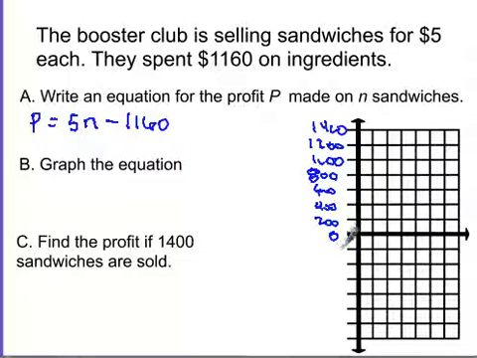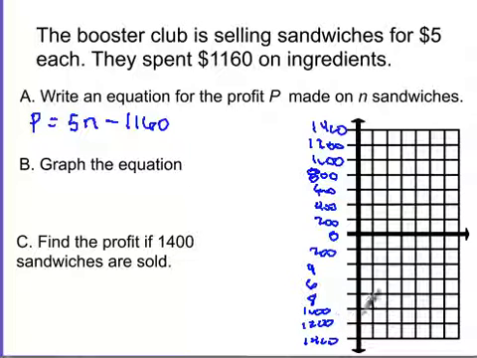All right. We also need to count down though by 200s. How come I have to go down by 200s? Because they have a negative profit. Because I start with a y-intercept of what? Negative 1160. So 200, 400, 600, 800, 1,000, 1,200, and then the bottom one would be 1,400.